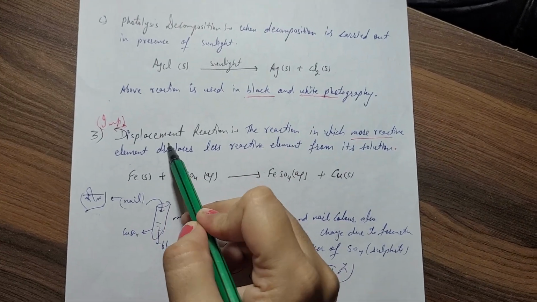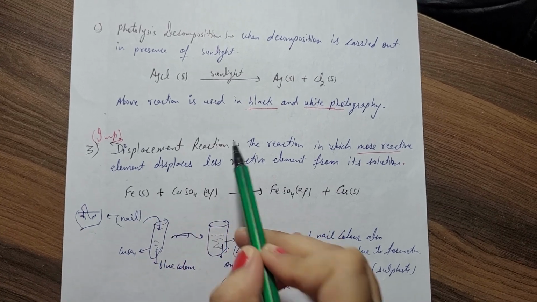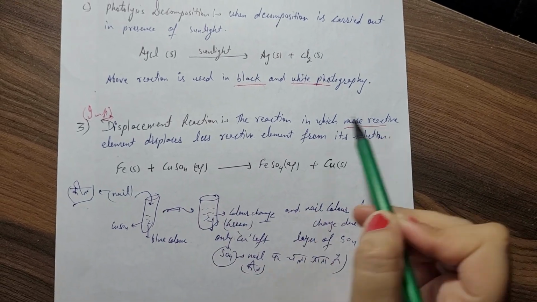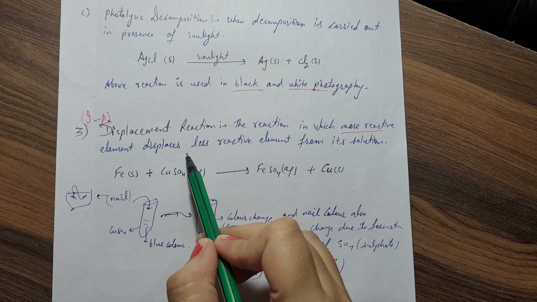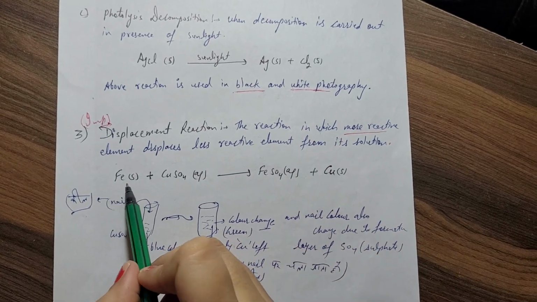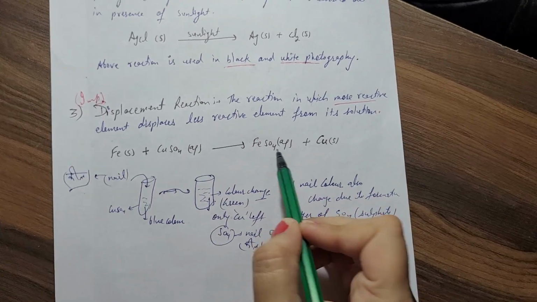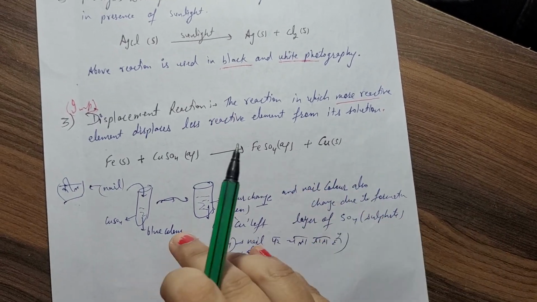And the next reaction is displacement reaction. This is the most important reaction, displacement reaction. The reaction in which a more reactive element displaces a less reactive element from its solution. For example, iron in solid form plus copper sulfate in aqueous form gives FeSO4 aqueous plus copper.